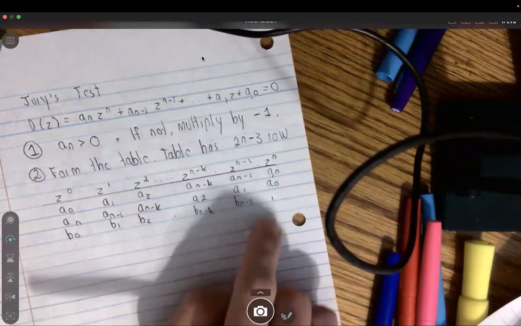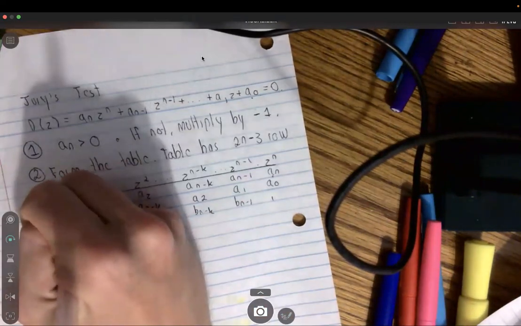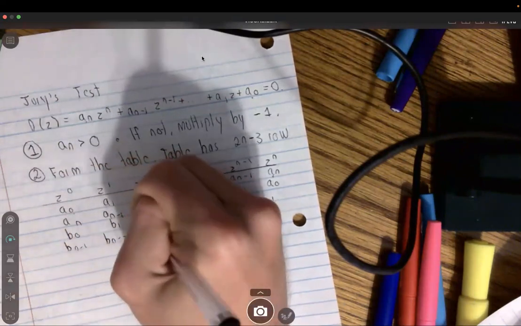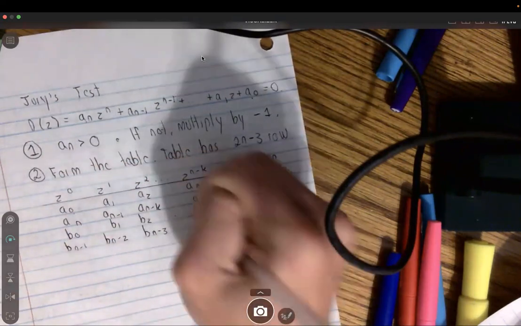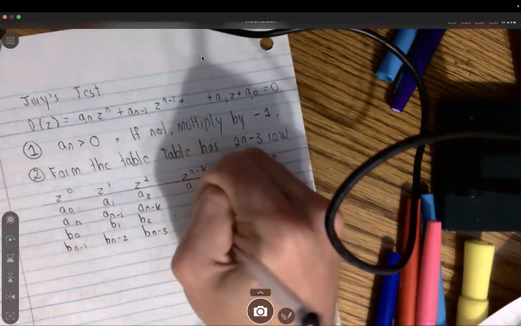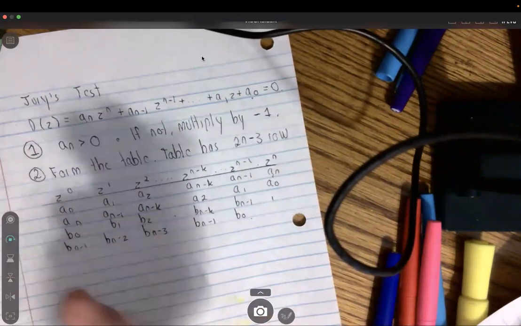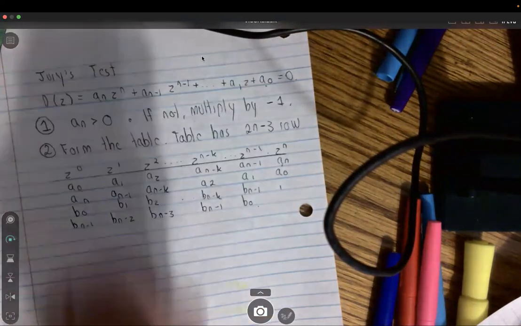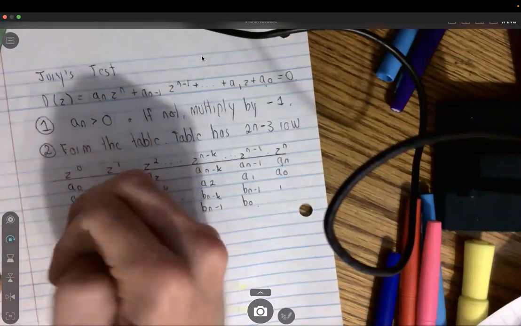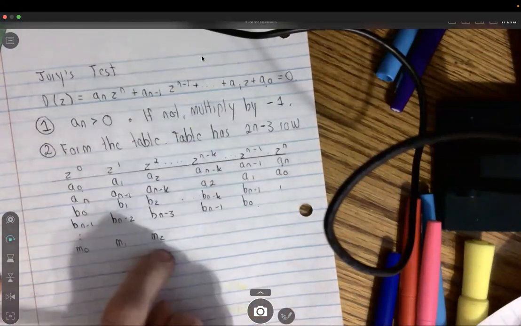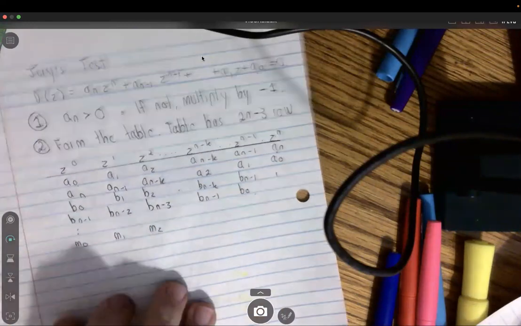Because remember, you drop 1 every time. And so then it's going to be B n minus 1, B n minus 2, and then you got to go B n minus 3. And then you have B n minus 1, and then B0. Okay, so what we did is we just flip-flop, then you keep going down, down, down, all the way until you get to an M0, an M1, and an M2. So you get to a second order. So that's how many equations you have.